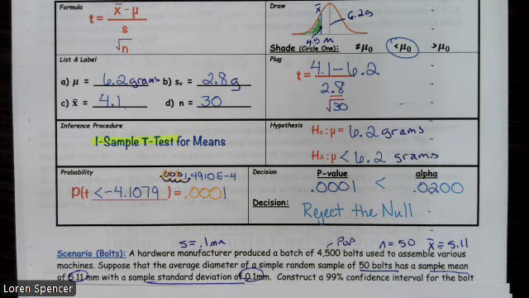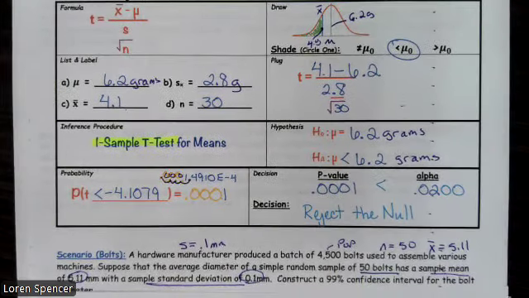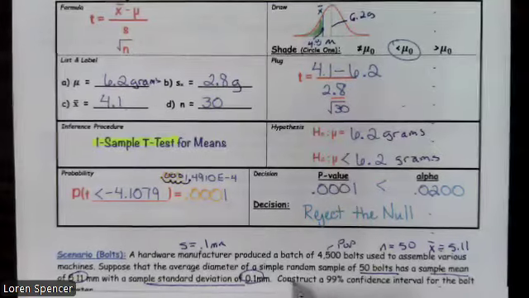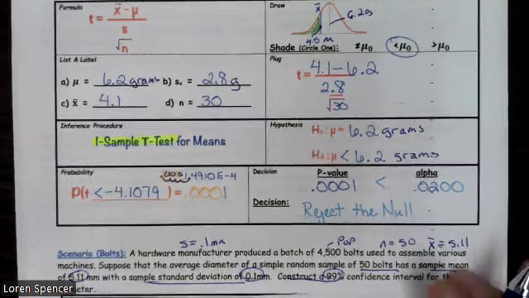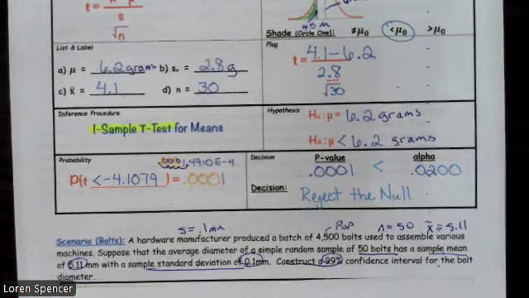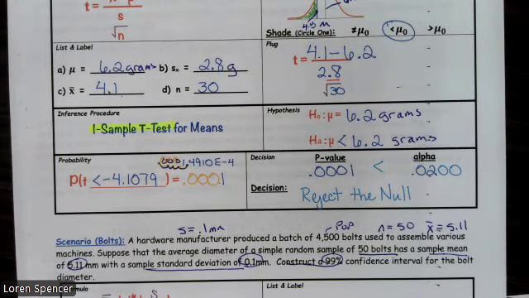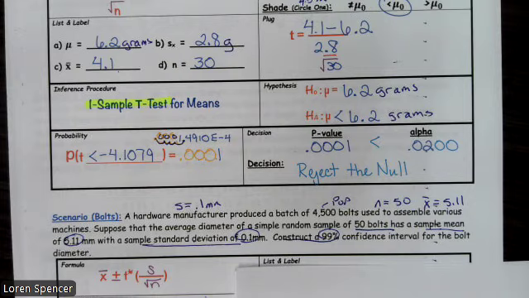Because we're working with the sample standard deviation, this tells me that we're working with the t. Now it says construct a 99% confidence interval for the bolt diameter. Okay, so in this case, my formula is going to be x bar plus or minus t star times s over the square root of n. Well, first off, let's deal with that t star.